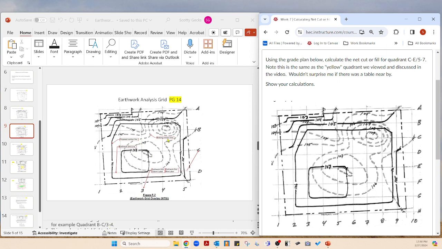So that's BC 3, 4. Over here, the same place is called CE 5, 7. But note, everything is relative. See this 108 little mound here, right here? That's 108 feet.